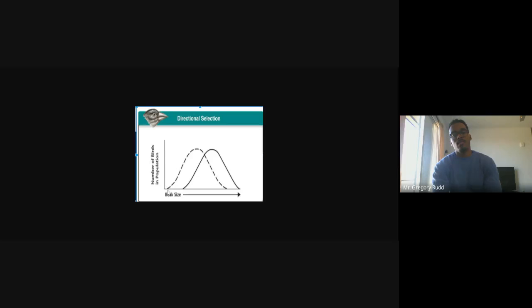But we can see that this dotted line is probably where the beak size once was, and then the solid line is how it is now adjusting. So what this represents is that the average beak size, which will be represented basically by the peak of the graph, is increasing. All right, so that was a difficult question.